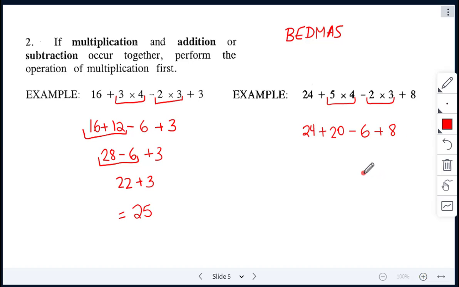So now we have addition and subtraction, so we just go from left to right. 24 plus 20, that gives me 44. Then we have minus 6 plus 8. And then 44 minus 6, that gives me 38. And then we still have plus 8. And that gives me 46.